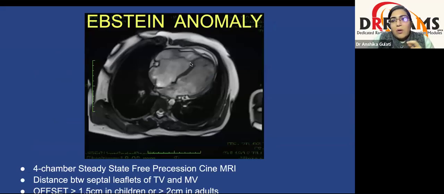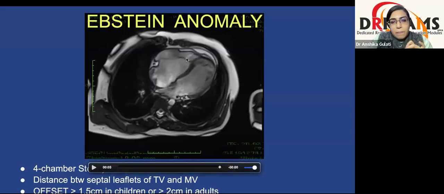Last time we discussed that normally also the tricuspid valve is located slightly towards the apex as compared to the mitral valve, and the distance between the two is known as the offset. So the diagnostic criterion for Epstein's anomaly is that if the offset increases to more than 1.5 centimeters in children or more than 2 centimeters in adults, then it is known as Epstein's anomaly. This is a 4-chamber SSFP cine image, which shows us the tricuspid valve, which has prolapsed far towards the apex, leading to atrialization of this right ventricle, and only this much is the residual functional right ventricle.